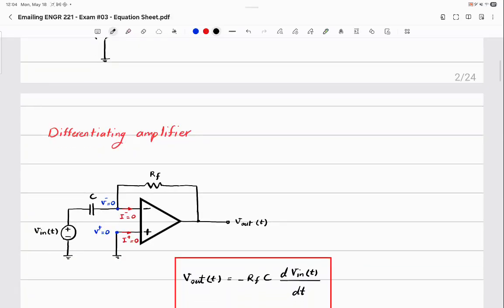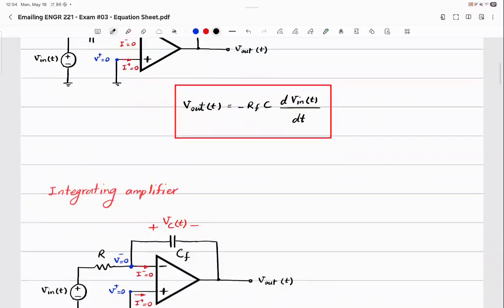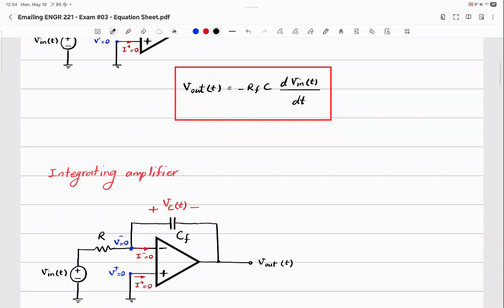And also, of course, the differentiating and integrating amplifiers. But remember, even if you don't memorize them, it doesn't mean that you're going to miss that question, because you can still answer that question by analyzing the circuit, okay?